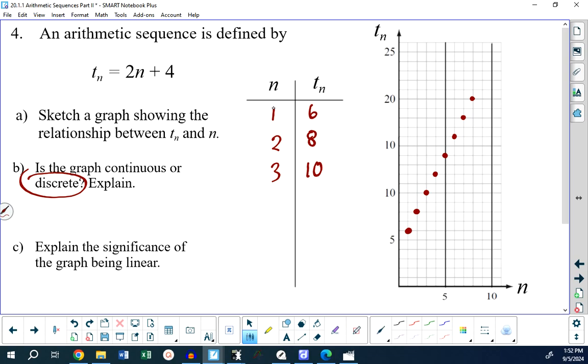And that's it. So this is linear since there is a common difference.